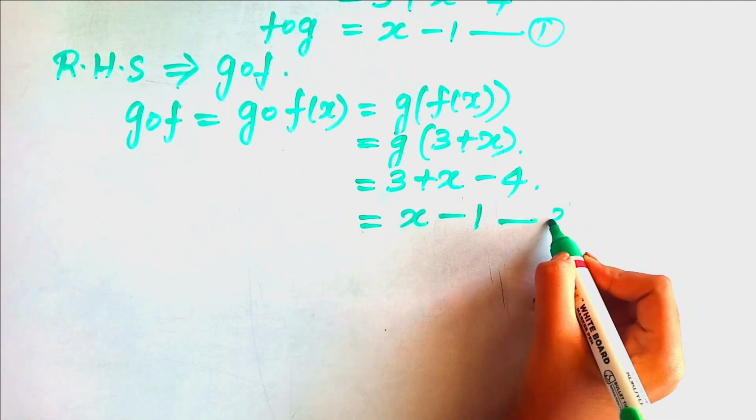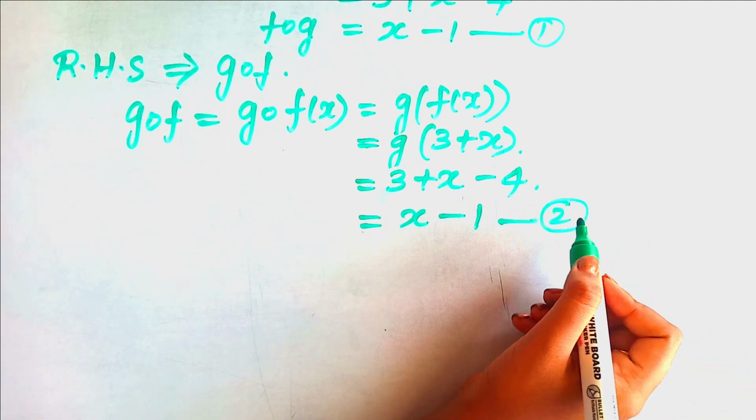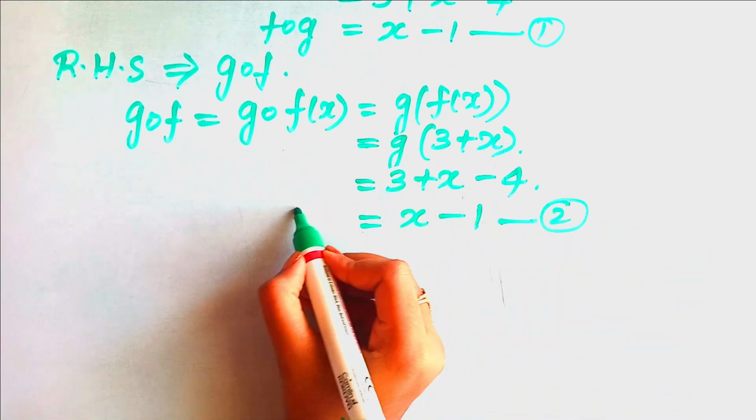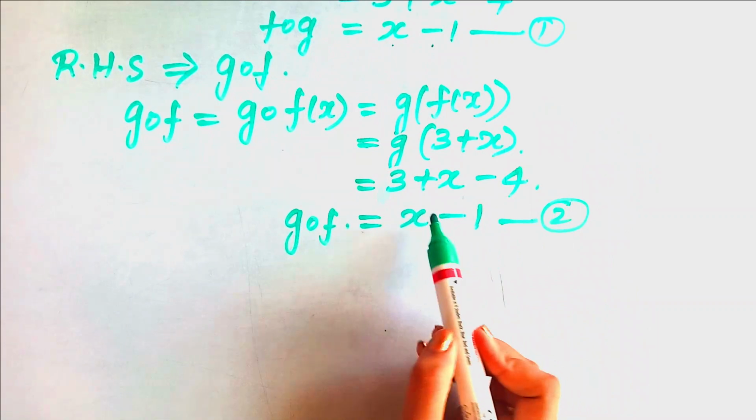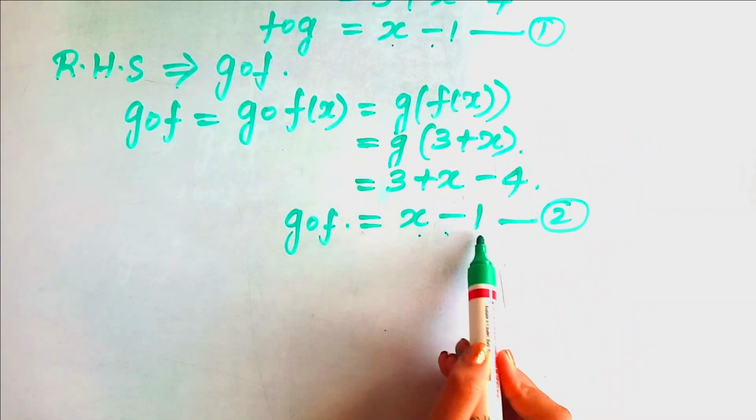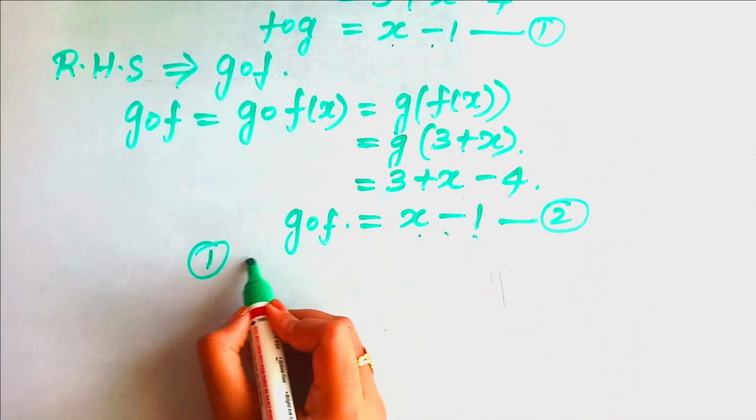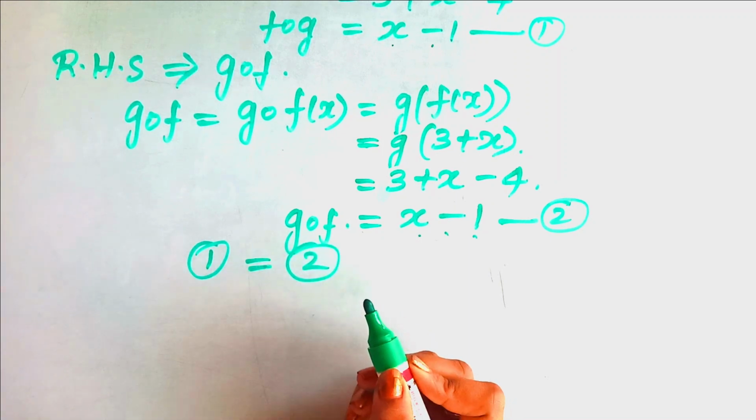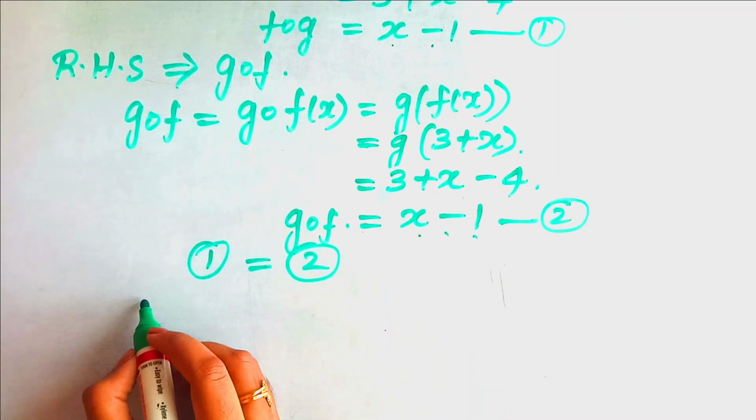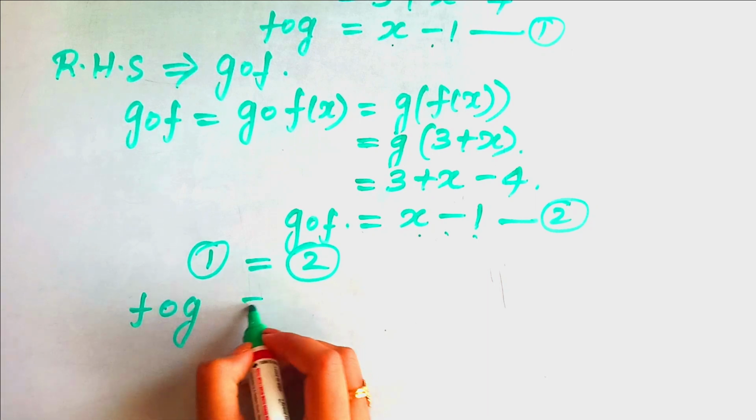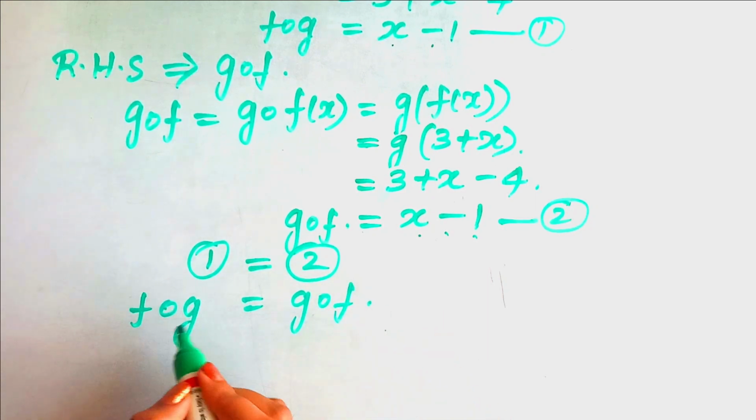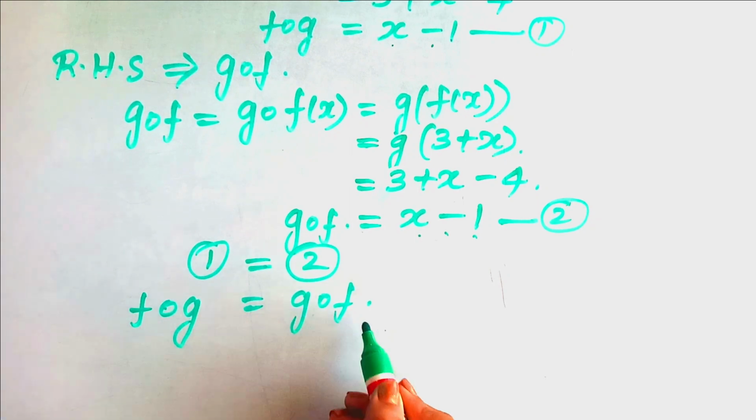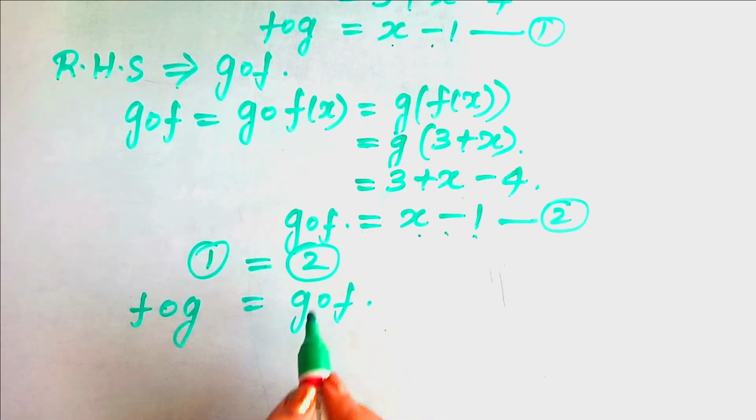So x minus 1 we got. Let's keep this as our second equation. So this is our g dot f. Now let's see, the first equation is x minus 1 and the second equation is also x minus 1. So you can say that equation 1 is equal to equation 2, and what's equation 1? f dot g, and equation 2 is g dot f. So therefore we have checked whether f dot g and g dot f are equal or not.